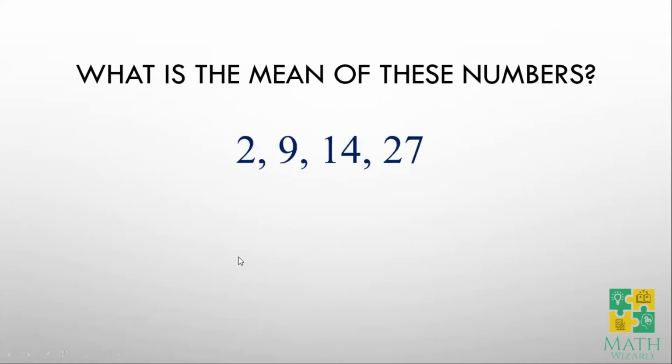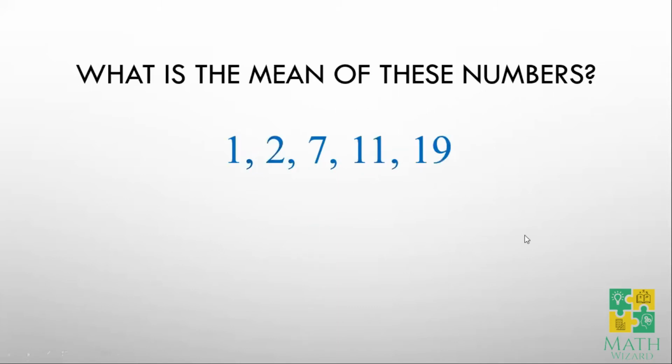Let's have another one. What is the mean of these numbers? We have 2, 9, 14, and 27. What's your answer? Okay, 13. You add them together: 2 plus 9 plus 14 plus 27. And then we divide the sum by 4. That would give us 13.